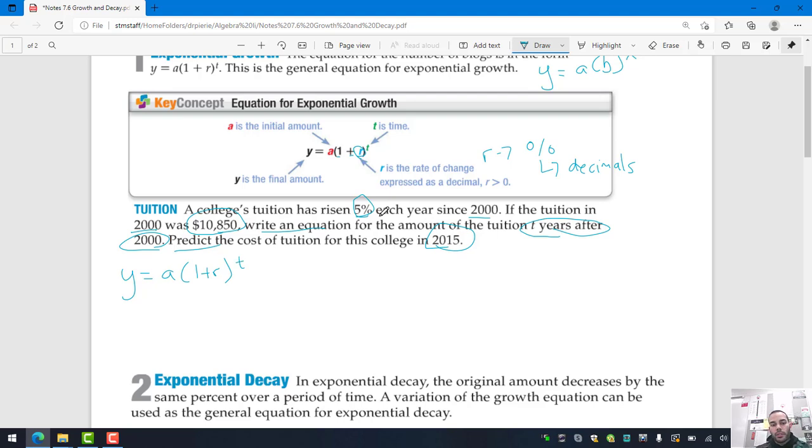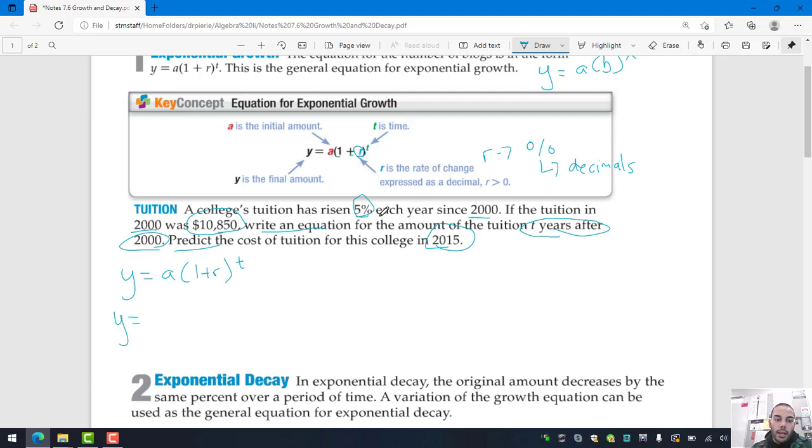Okay, so now all we have to do is pull out the key pieces of information from this question and plug them into this formula. We want our equation to solve for the final cost. We don't know what that is yet, so we're going to call it y equals.